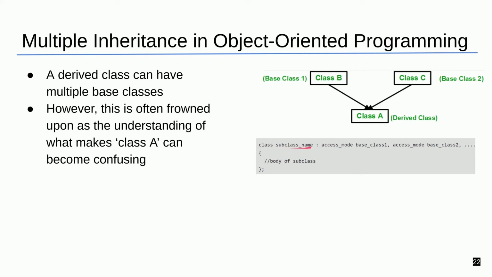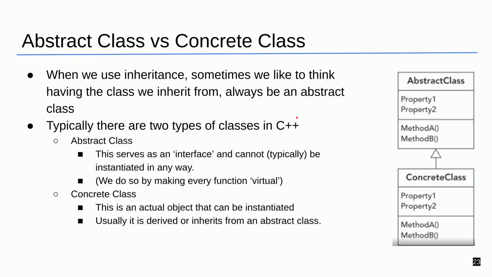We can have some subclass here, which is a derived class, which gets the base class of one type and the base class of another, all inherited into it. And I picked this diagram here. It uses different names, so subclass is another term you'll see instead of derived class.